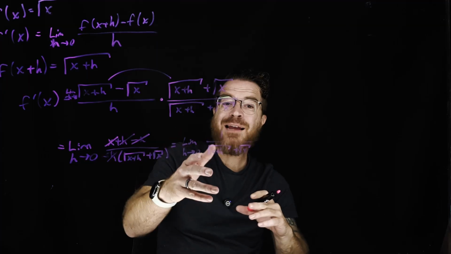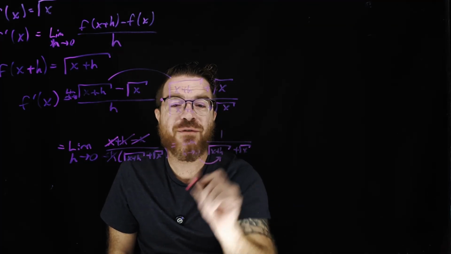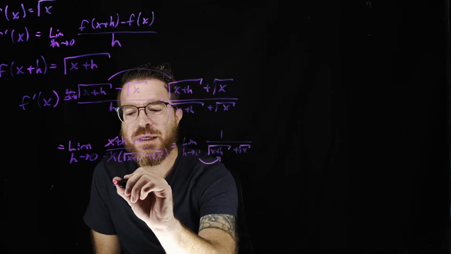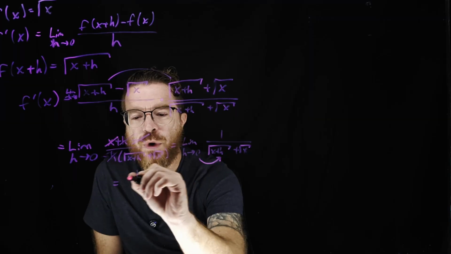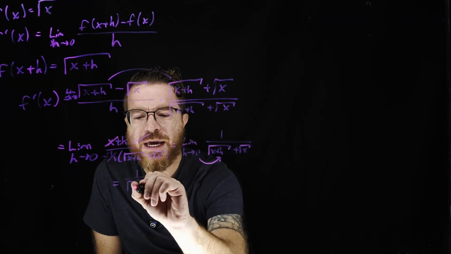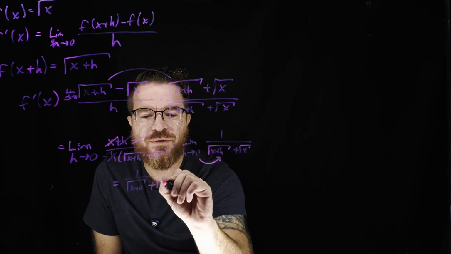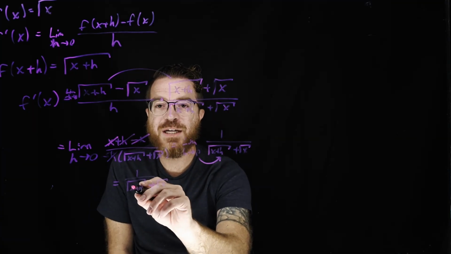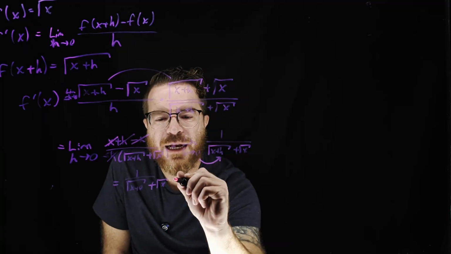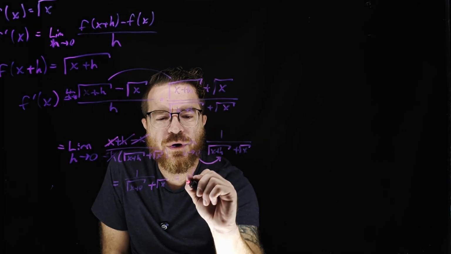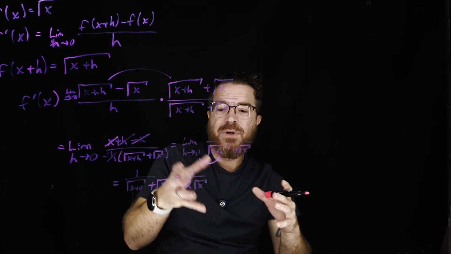Now, I can plug in h goes to 0, because wherever I have an h, this is going to give me, and remember, I'm evaluating my limit, so the limit goes away now. This is going to be 1 over the square root of x plus 0 plus the square root of x. So square root of x plus 0 is just square root of x. We have square root of x plus square root of x, which means I'm going to get 1 over 2 square root of x. So I have my derivative.